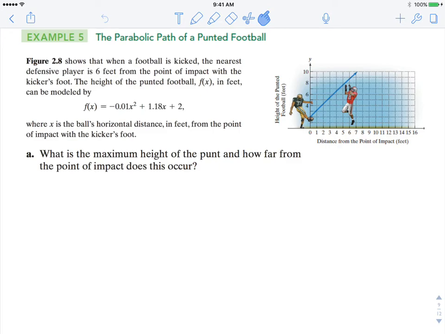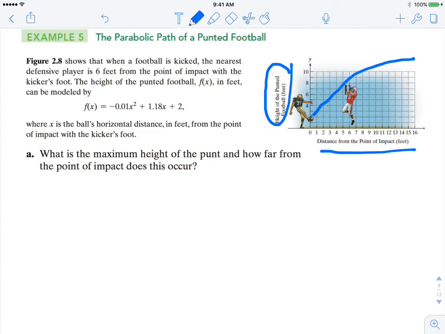All right, here's an example for a football that has been kicked and then it is stopped by a defense player at 6 feet from the point of impact. The height of the punted football, f of x in feet, can be modeled by this quadratic function. So this is our x-axis, representing how far the ball has been kicked. The y-axis is the height of the ball.